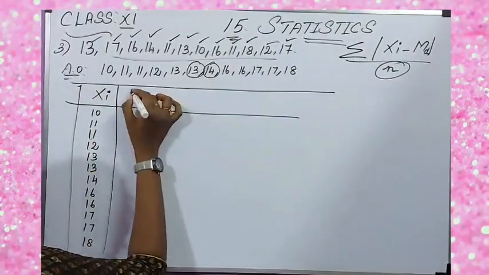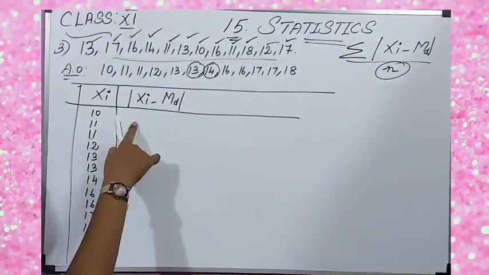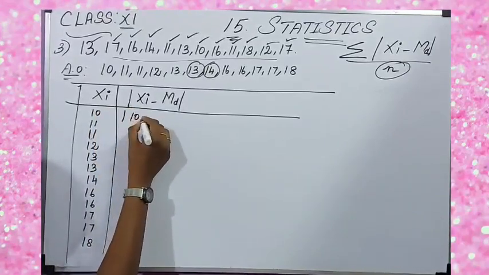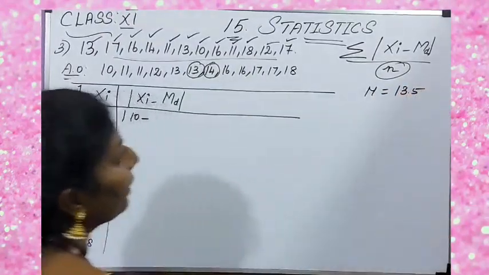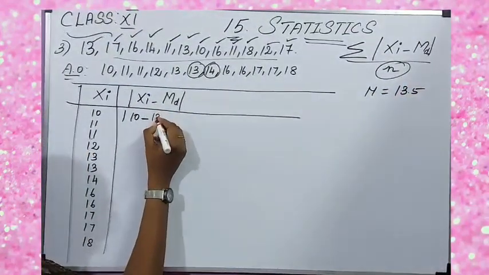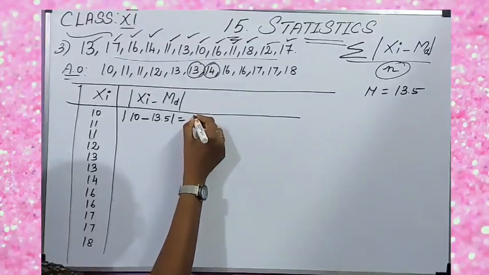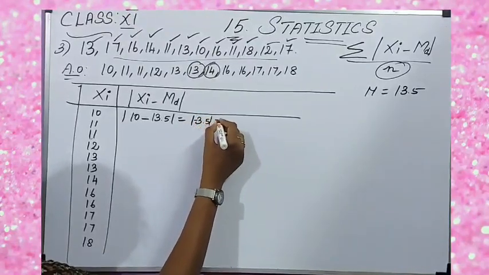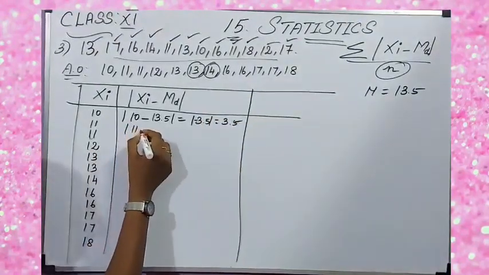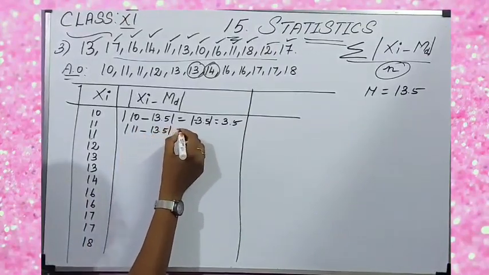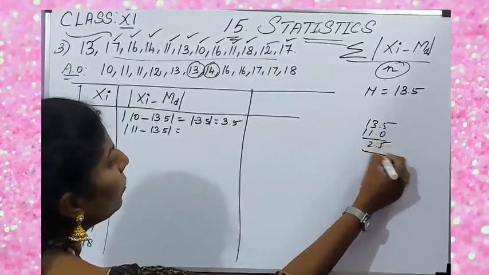Then what is the next step? Modulus of xi minus M, where M is the median. So what is my xi here? xi is 10. And what is the median we found? Median M is equal to 13.5. So what is the value? Modulus of 10 minus 13.5 is minus 3.5; since it is in the modulus, it is 3.5. Then 11 minus 13.5, 13.5 minus 11 is 2.5.